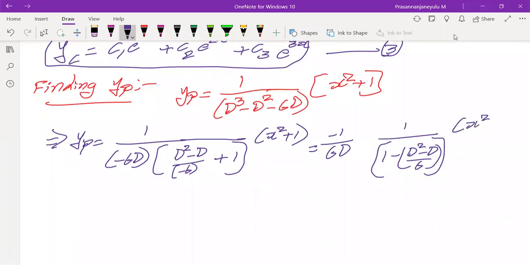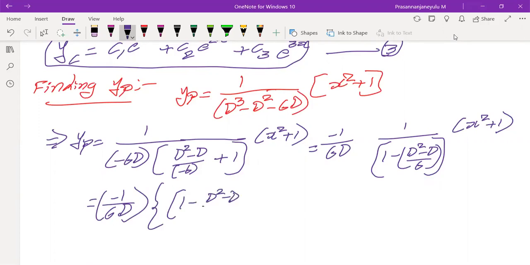So writing it in the form of a numerator, minus 1 by 6D will be the same. This is very important. We are going to get one more case here, one more point in this problem that you will understand in the next case. 1 minus D square minus D by 6, whole power minus 1, of x square plus 1.